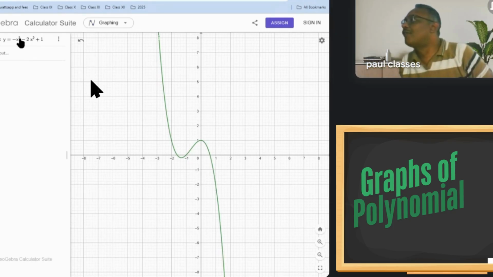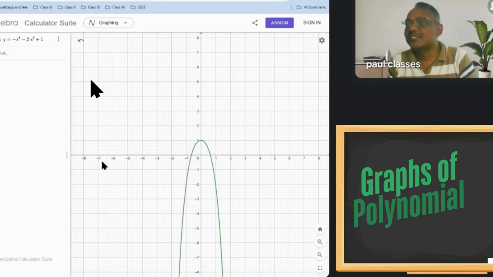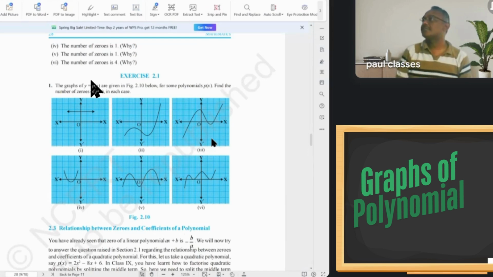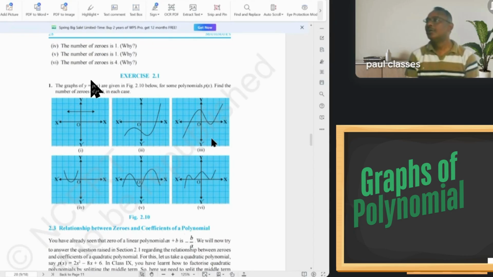What if I make it 4 powered? Let's see what happens. 2 roots, degree 4, maximum roots it can have is 4, है ना. This exercise, the first exercise, you have to just see the graph and tell how many zeros it has. The graphs of y equal to p(x) are given below. For each, find the number of zeros. Can you do it yourself?